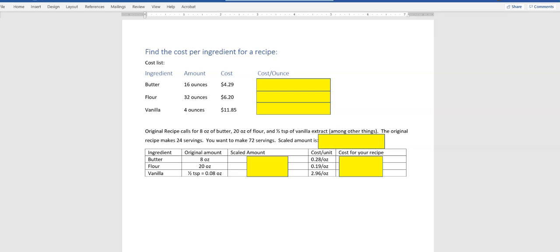Hi, it's Carly McAvoy. I want to show you how to figure out the cost per ingredient for your recipe. This is for the final exam for technical math for pastry arts.